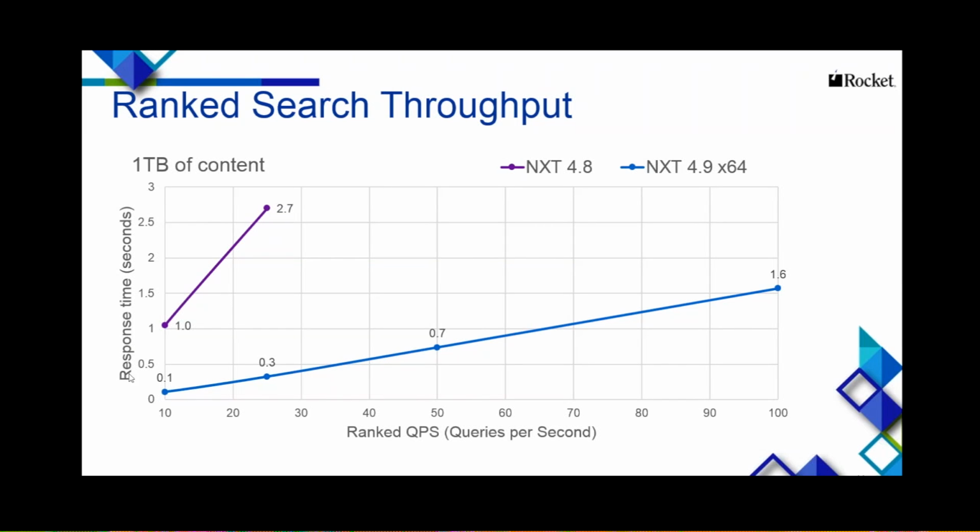Going along the y-axis, we have response time in milliseconds, and along the x-axis, we have the number of ranked queries per second handled by the NXT server. These figures are measured on the client side, not on the server side. So there is network overhead.